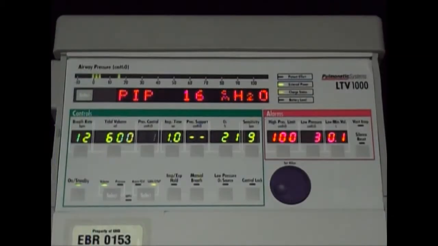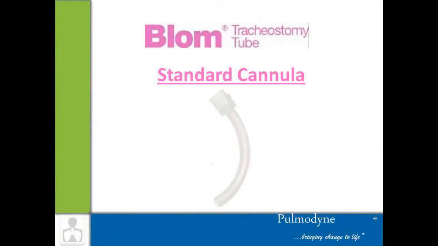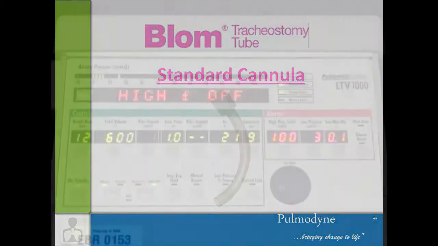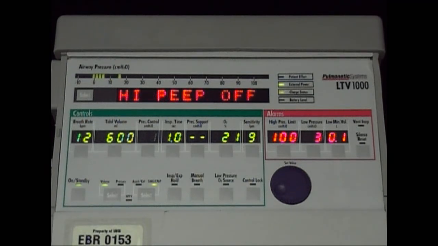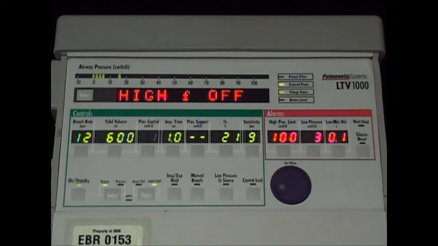Here we have the Blom Tracheostomy Tube in use with the LTV1000. I will be demonstrating how the Blom Tracheostomy Tube interacts with the LTV1000. This is the Blom standard cannula in use with the LTV1000. My ventilator settings are SIMV of 12, 600, and PEEP of 5.